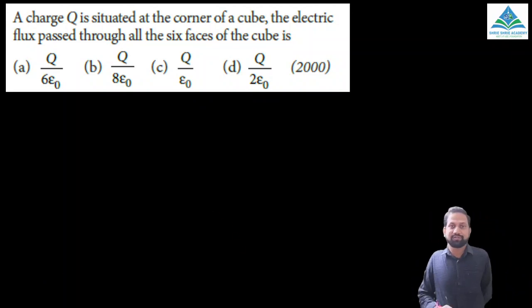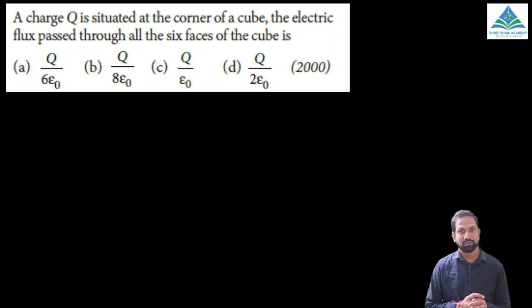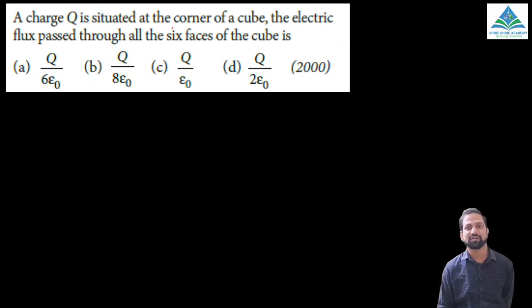So the next question: a charge capital Q is situated at the corner of a cube. The electric flux passed through the 6 faces of the cube will be, okay, at the corner. They have mentioned clearly, corner. So if you draw the diagram, it is based on Gauss law. Very simple. Let this be the cube.